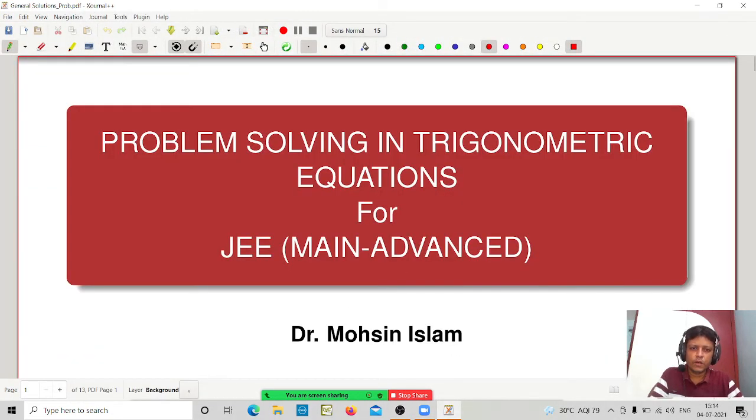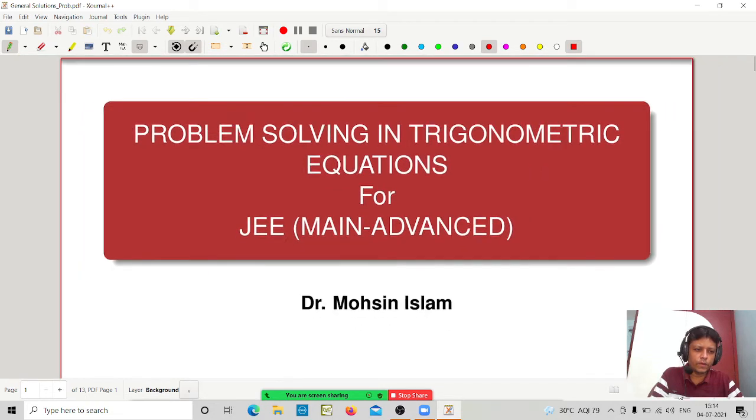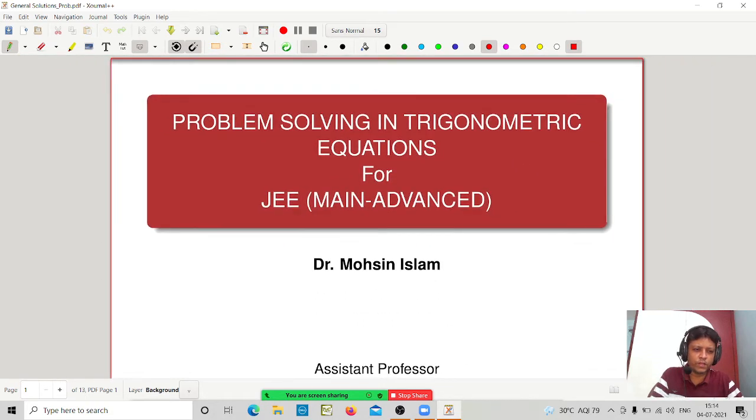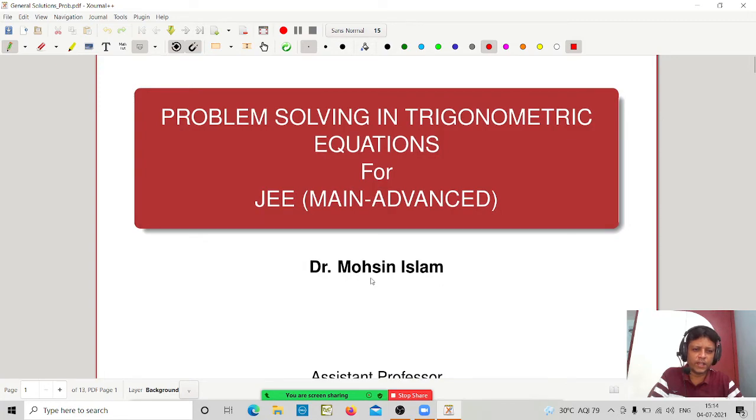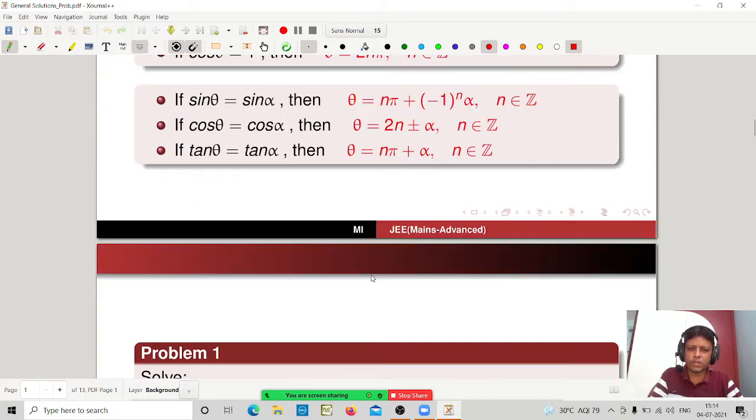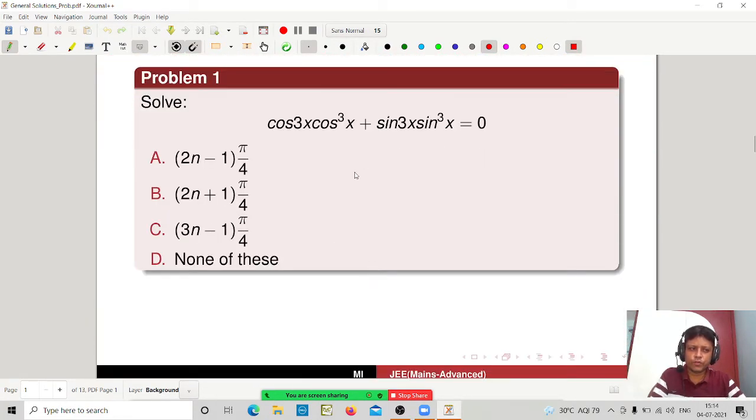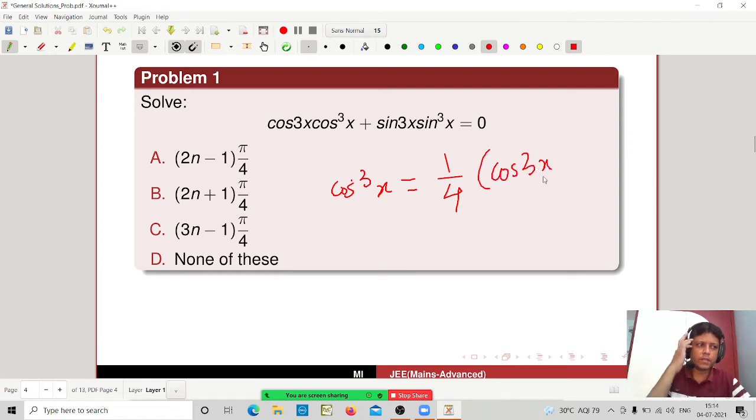Yeah. So it's due to some network problem. It's gone. Don't worry. I will explain. So I was in the problem actually. Cos 3x. So similarly, you have the formula for cos cube x. What is the formula for cos cube x? Cos cube x you can write 1/4 of cos 3x plus 3 cos x. That is your cos cube x.